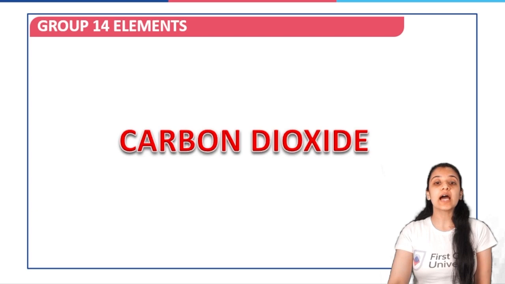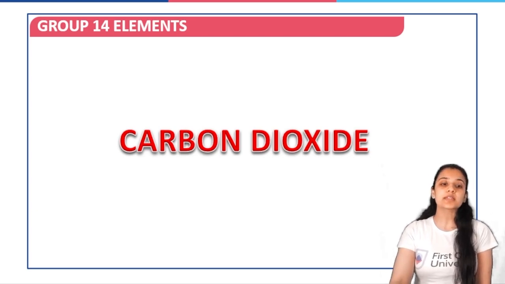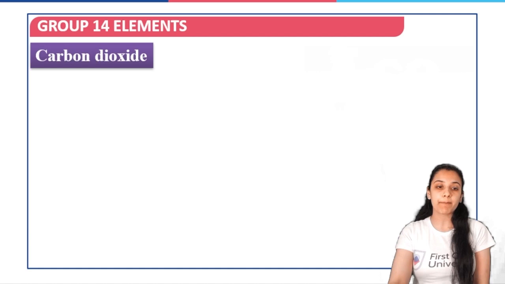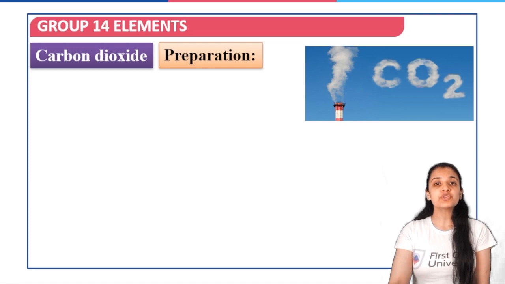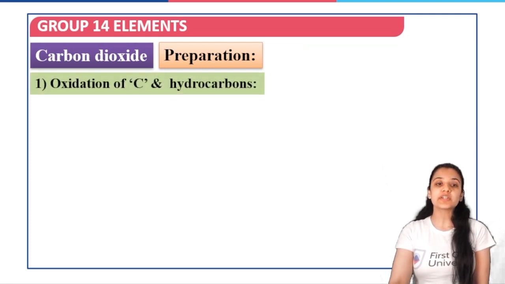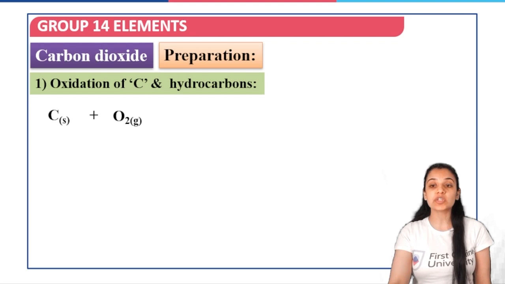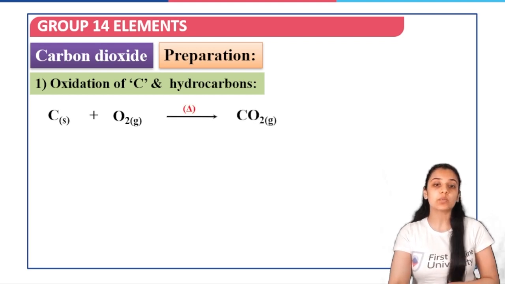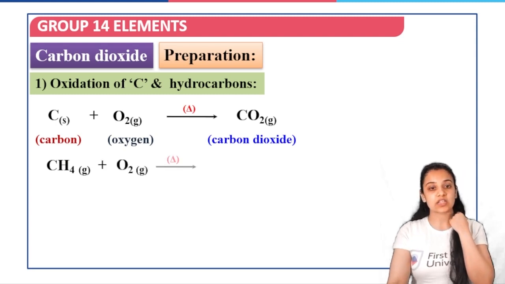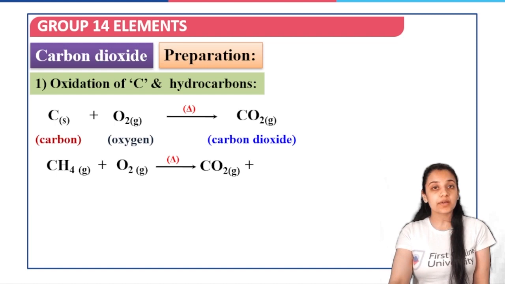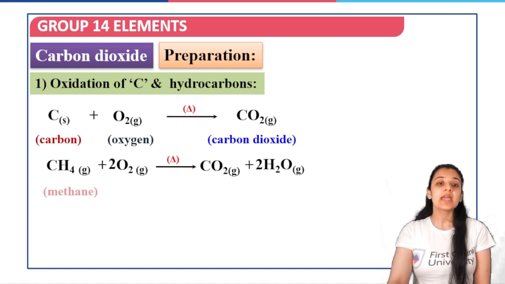Next, we move on to the next compound of carbon, that is carbon dioxide. This is also again a very important compound. When we talk about carbon dioxide, it has the formula CO2. Now we need to talk about the preparation methods of CO2. The first is the oxidation of carbon and hydrocarbons. When solid carbon reacts with oxygen present in excess, on heating we get carbon dioxide. Similarly, when methane gas reacts with O2, on heating we get carbon dioxide gas along with water in the form of steam.